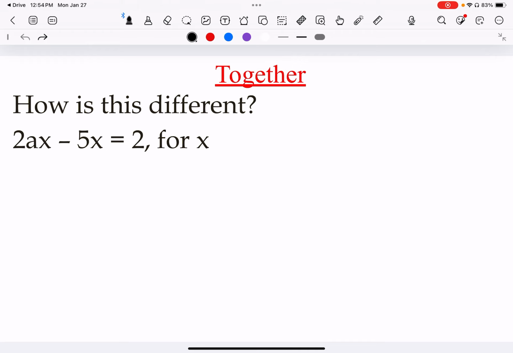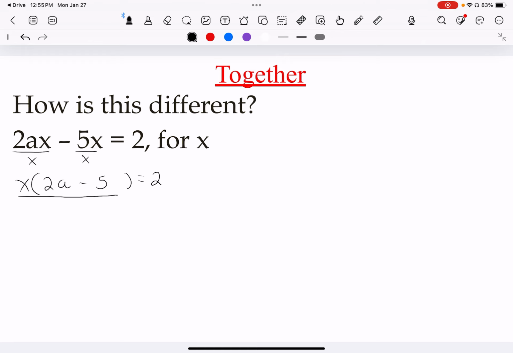I cannot combine them, so I have to come up with another way to only have there be one x. When I look at the left side, I realize they have x in common. So I'm going to factor out an x from each of these two terms. 2ax divided by x is 2a. Negative 5x divided by x is negative 5. And it's still equal to 2. Now I only have one x term. So I have x times the expression 2a minus 5.